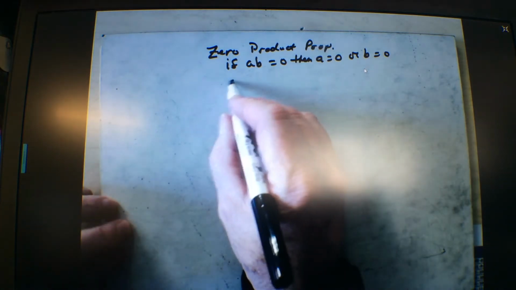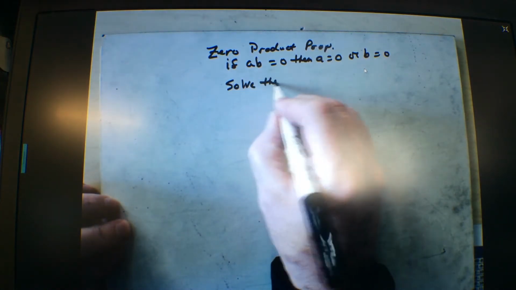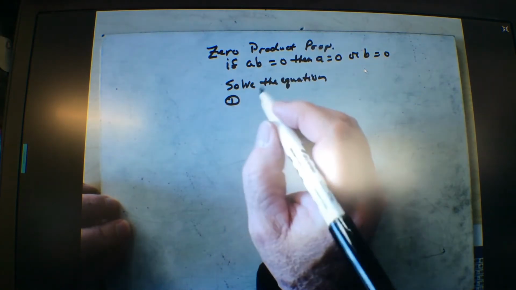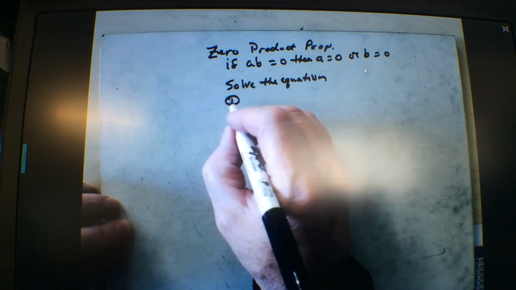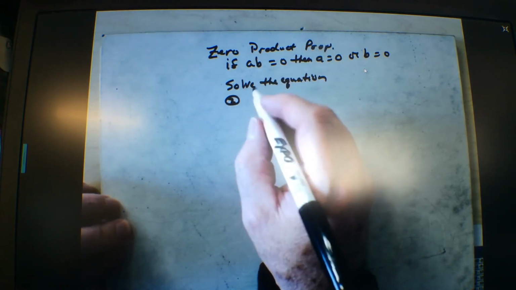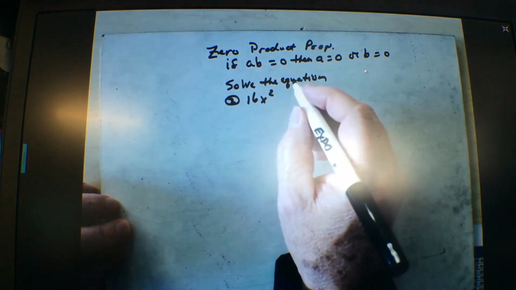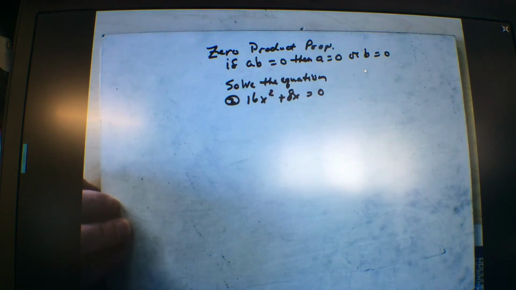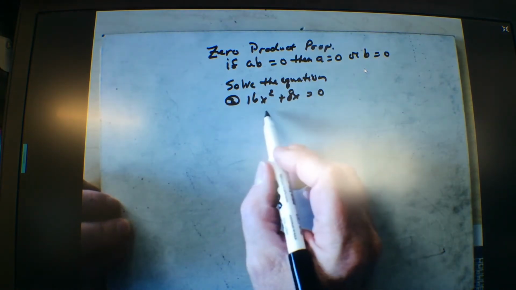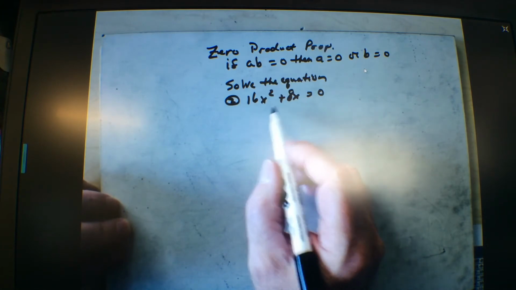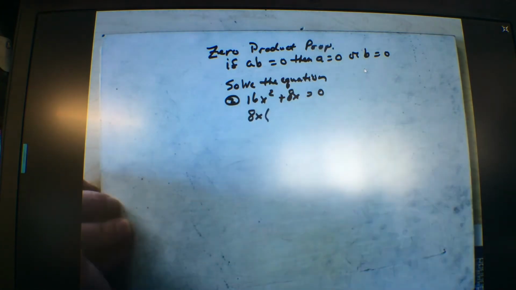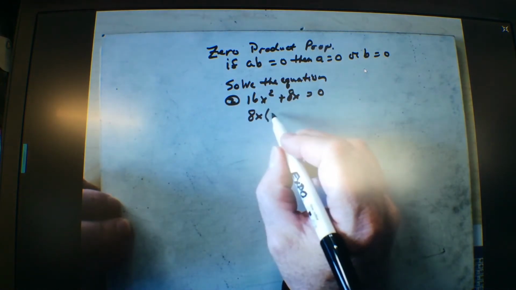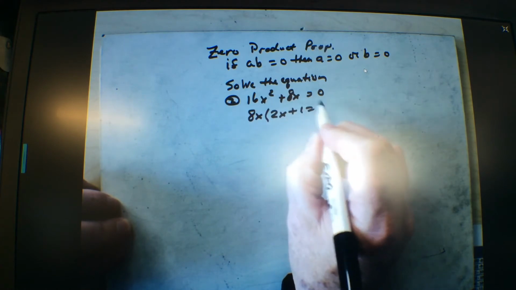So if I solve an equation, and I have, did I number that first one as 1, so this would be 2. I have 16x squared plus 8x equals 0. Okay? I'm going to factor this. Now they both have an 8x. The greatest common factor is 8x. So I'm going to pull an 8x out. Does everybody see that? And then that leaves what? 2x plus 1 equals 0.